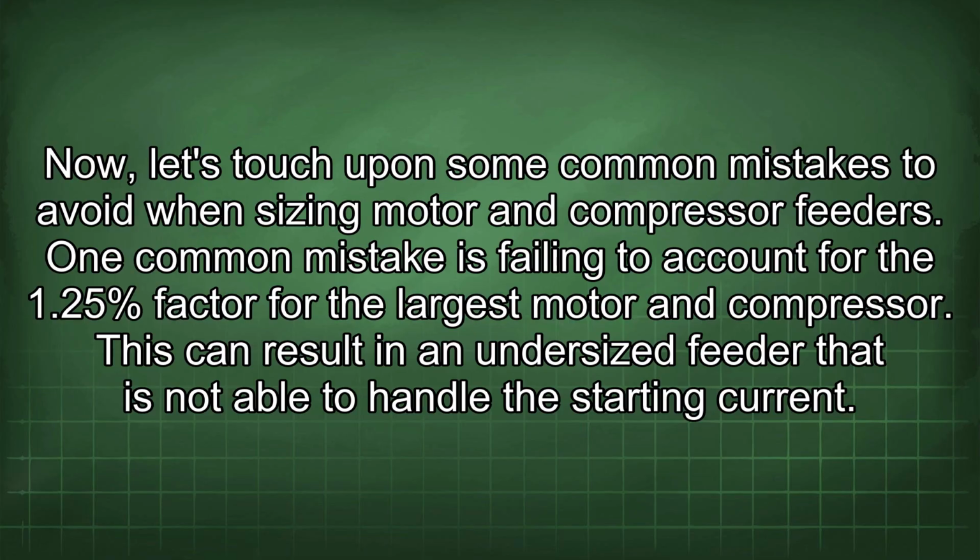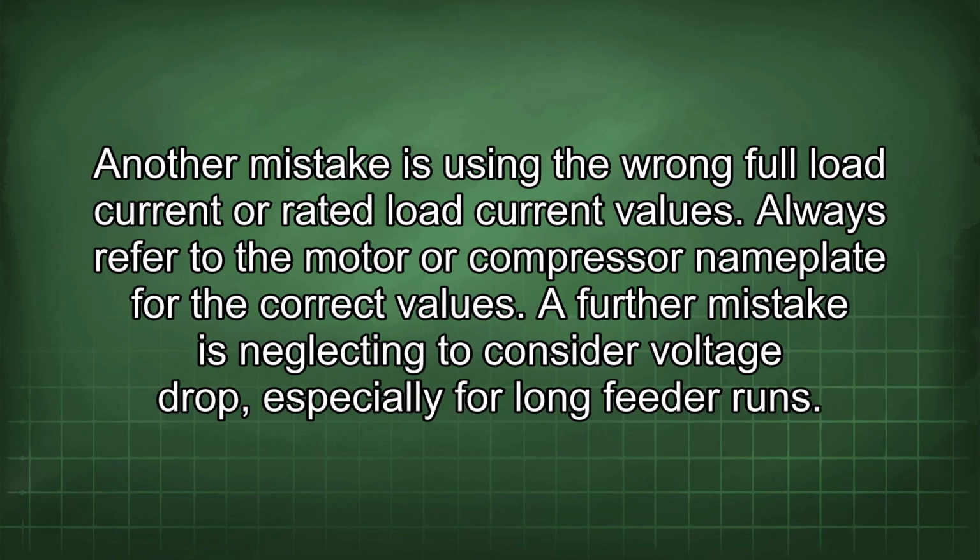One common mistake is failing to account for the 125% factor for the largest motor and compressor. This can result in an undersized feeder that is not able to handle the starting current. Another mistake is using the wrong full load current or rated load current values. Always refer to the motor or compressor nameplate for the correct values.